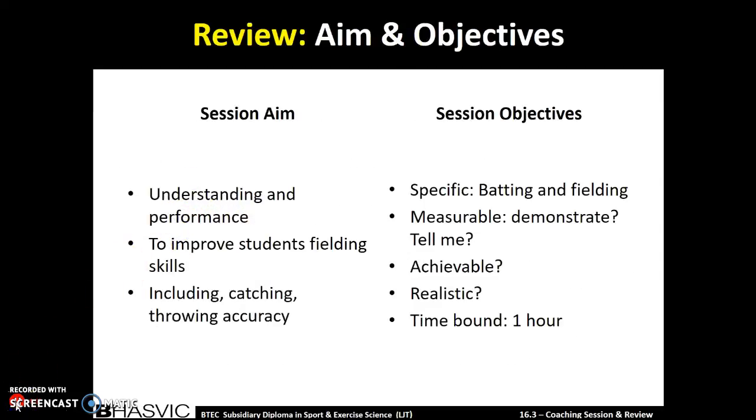Now we are going to look at the review of the session that I had planned. To do this, we are going to look at the aims that I had set out to achieve to see if they were met. So my aim at the start of the session was to improve my students' fielding skills and the understanding, and to improve their performance also.